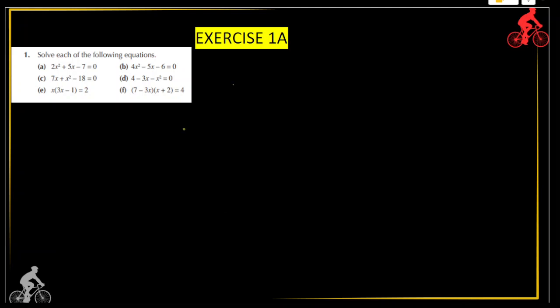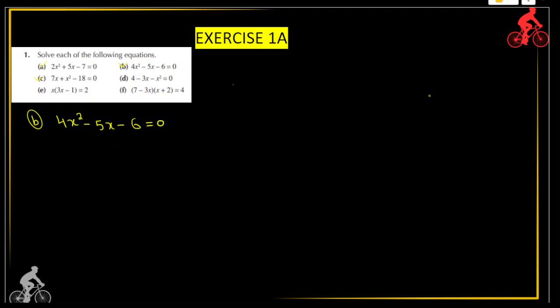In the recent video we solved part A from question number 1, and today we are going to solve parts B and C in this video. So what's the part B we have? In part B we have 4x square minus 5x minus 6 equal to 0.